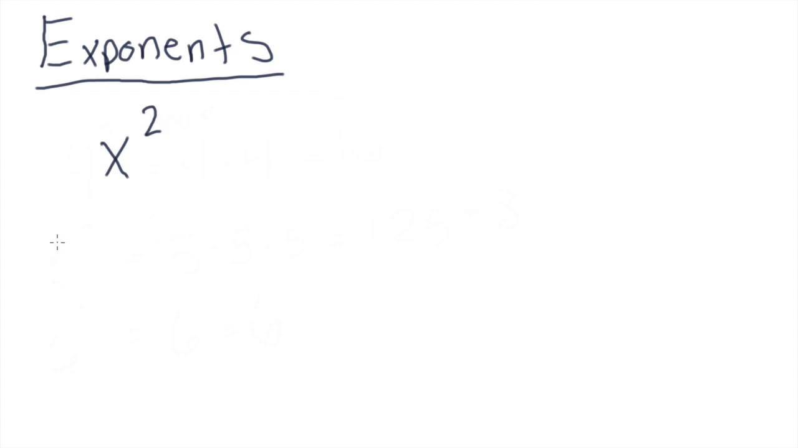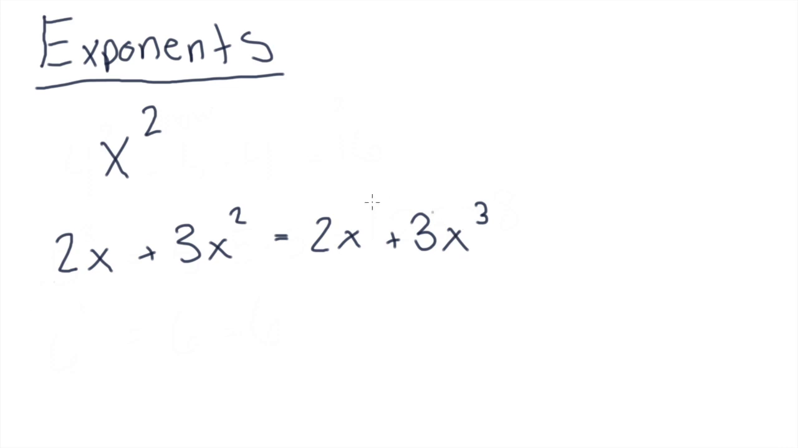So let's say I have 2x plus 3x squared. I can't add these two numbers together, can I? Because we have x to the first and x to the second. Because they are to a different exponent, that means we can't add them together. So that means this is as simplified as we can make it.